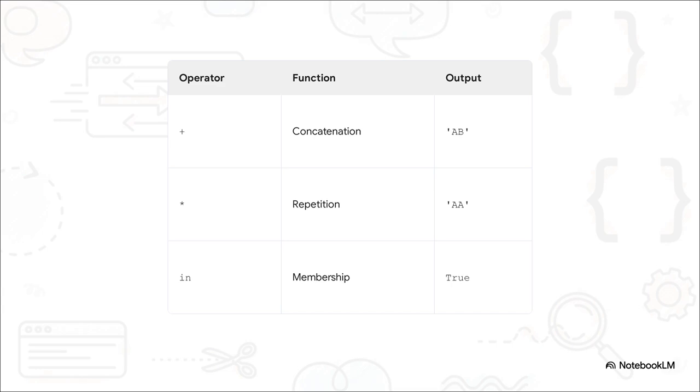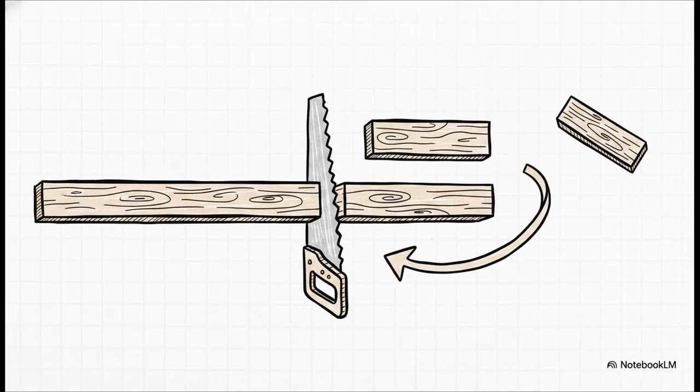And finally, the in and not in membership operators are fantastic for super quick inspections. They just check if a substring exists inside a larger string and hand you back a simple true or false. Moving from single characters, slicing is literally like using a precision saw in our workshop. It lets you cleanly extract an exact range of characters.